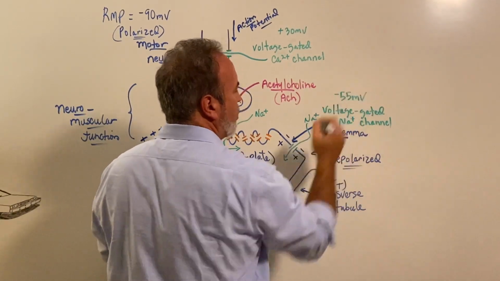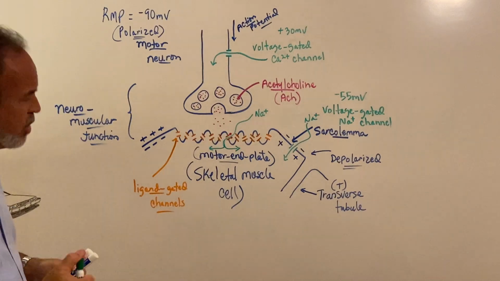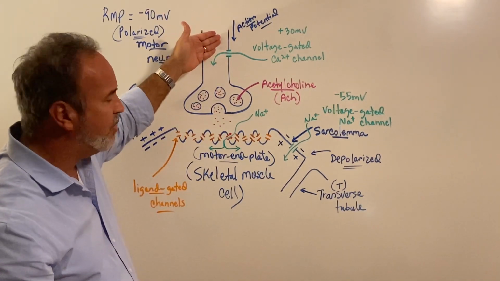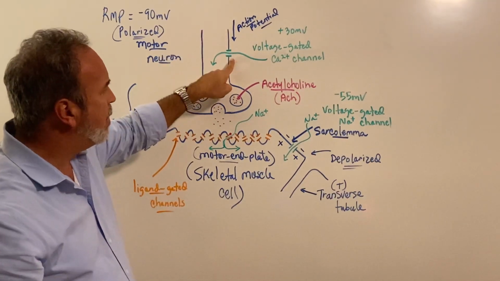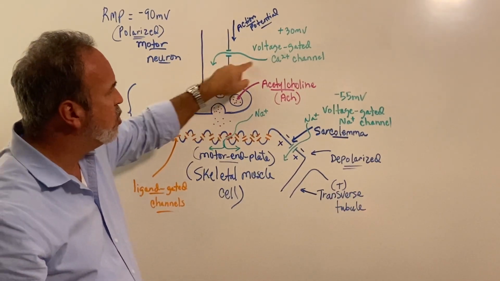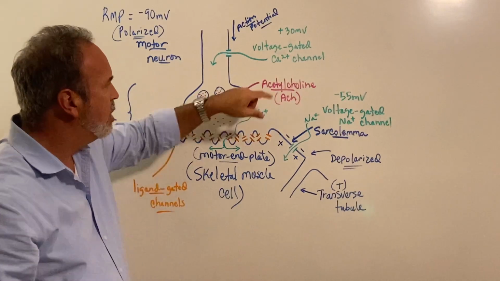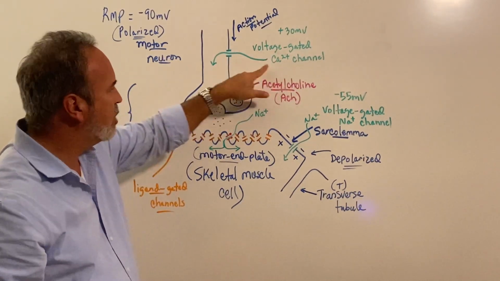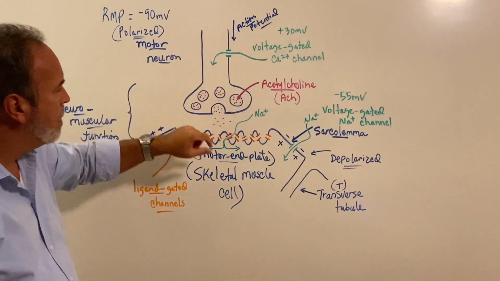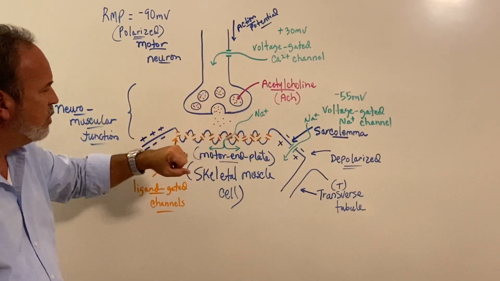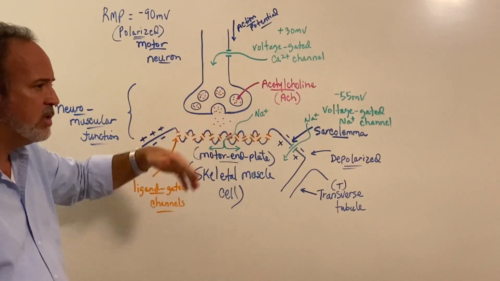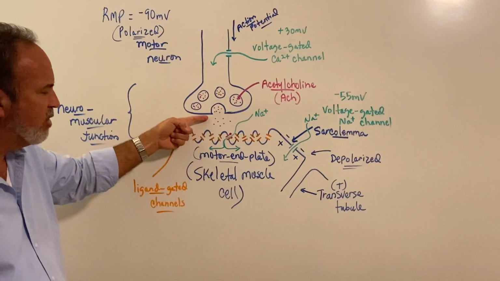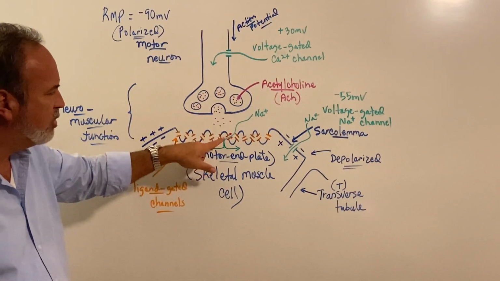Negative 55 millivolts. Okay, so just so you can understand, an action potential was traveling along the axon of that motor neuron. The voltage was driven to positive 30 millivolts. Those voltage-gated calcium channels opened. Calcium came into the neuron. That allowed these vesicles to fuse. Then by exocytosis, acetylcholine is released. Acetylcholine diffuses across the synaptic cleft, and it binds to these receptors.